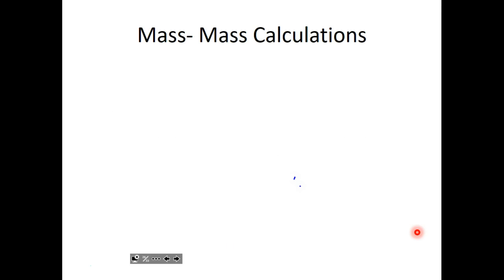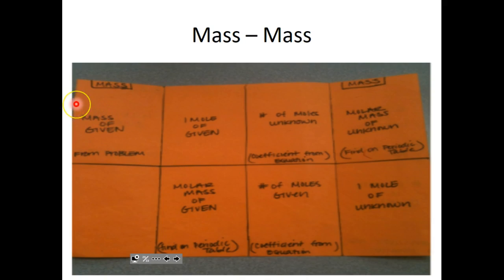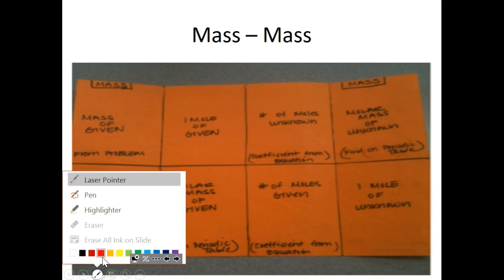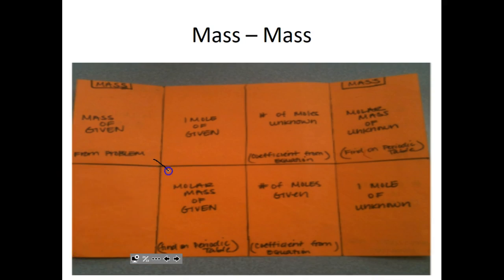If you are using your foldable that we did yesterday, this is just another way to show you those steps. So if you're doing mass to mass, start by just rewriting the mass of your given from the problem. Multiply that, so let's go ahead and make this a multiplication problem. Multiply that by the conversion factor that has molar mass on the bottom. You get that from the periodic table, 1 mole on the top, right? So just take mass of your given divided by the molar mass. And then we're going to multiply that by the molar ratio from the balanced equation.